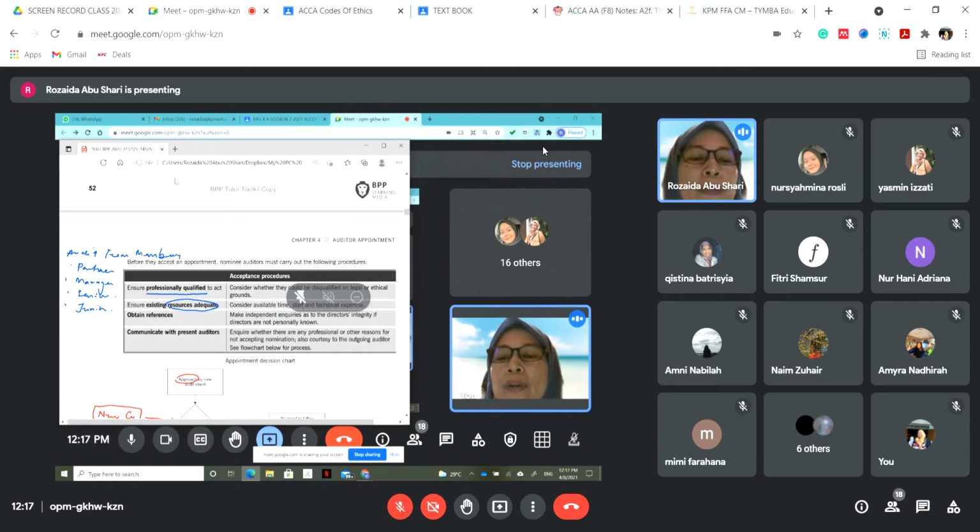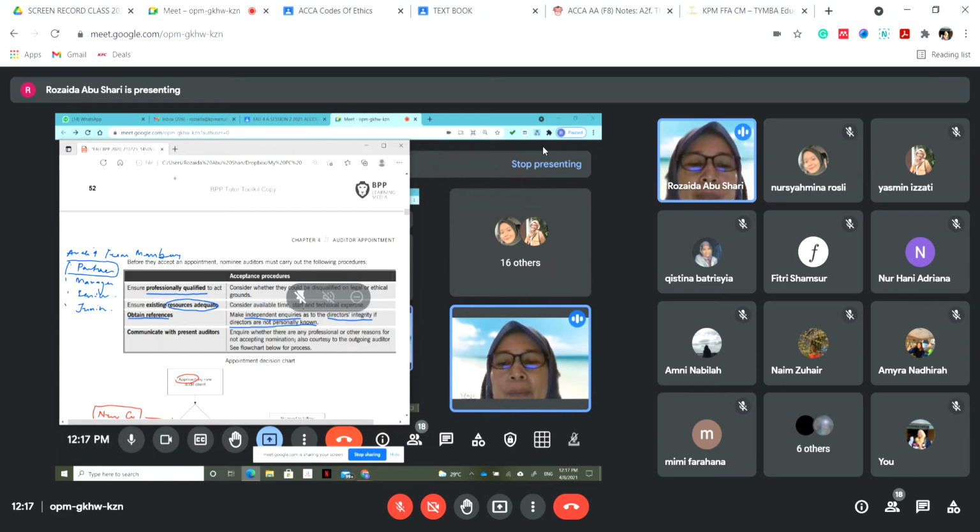And obtain references, and make independent inquiries as to the directors' integrity. You have to find out about the directors' integrity if the directors are not personally known. Normally the decision is made by the audit partner. If the audit partner does not know the personal profile of the directors in terms of their integrity, you must make independent inquiries or make a search regarding the integrity of the directors.